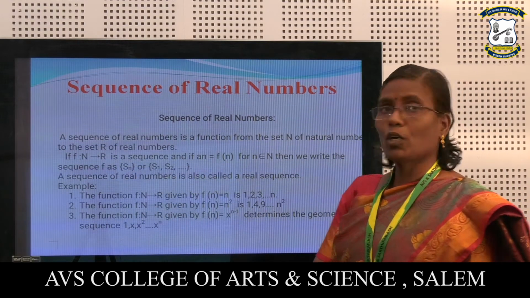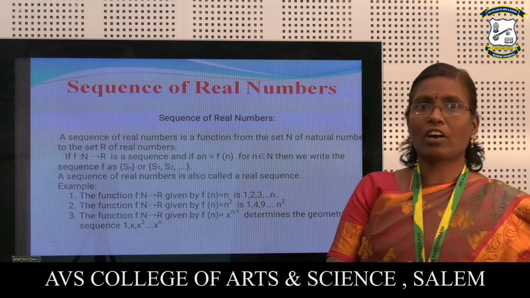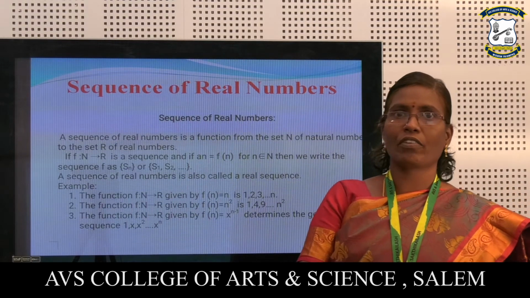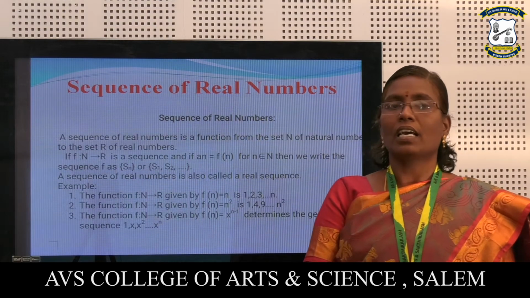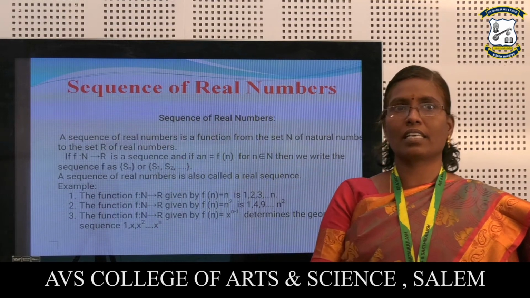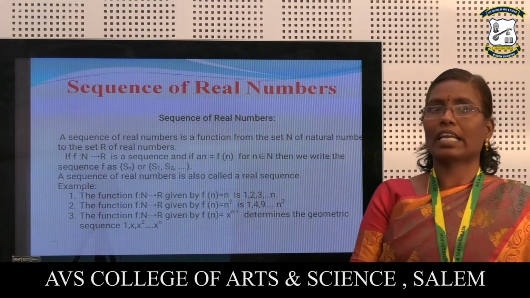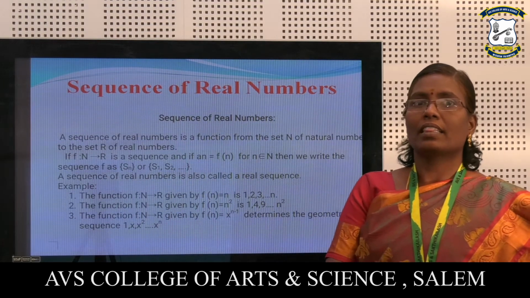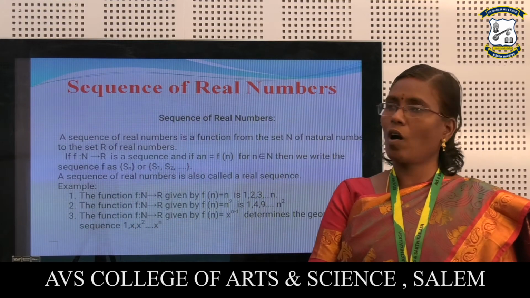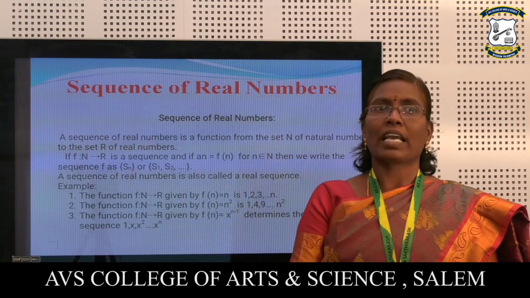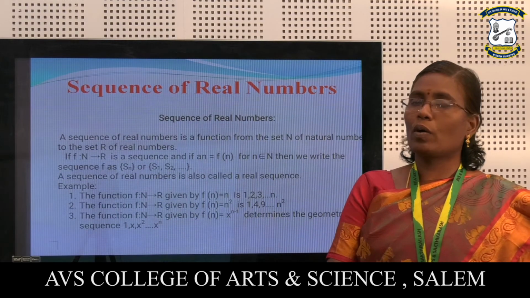Next we can see sequence of real numbers. A sequence of real numbers is a function from the set N of natural numbers to the set R of real numbers. If f from N to R is a sequence and if a_n is equal to f of n for n belongs to capital N, then we can write the sequence f as S_n or S_1, S_2, etc. A sequence of real numbers is also called a real sequence.